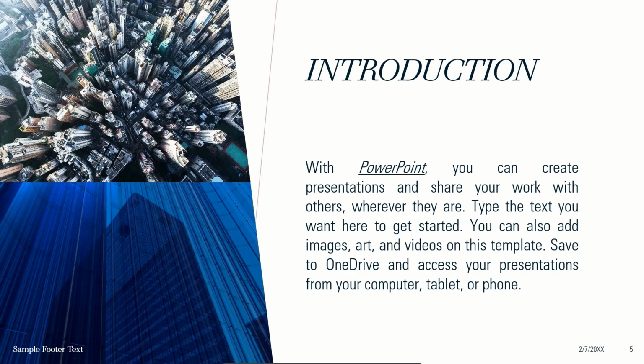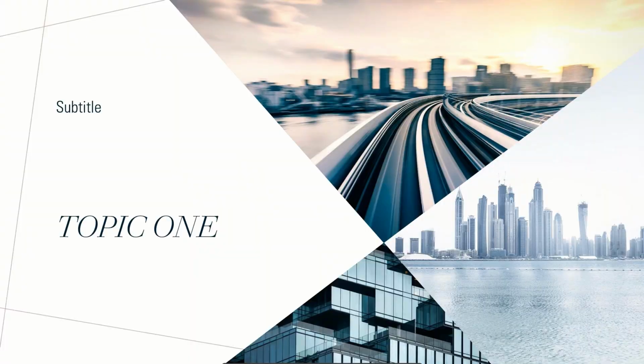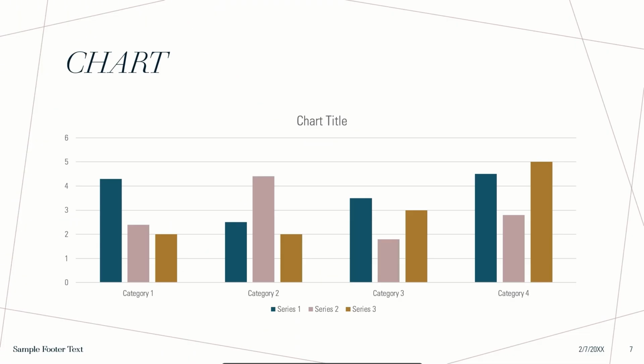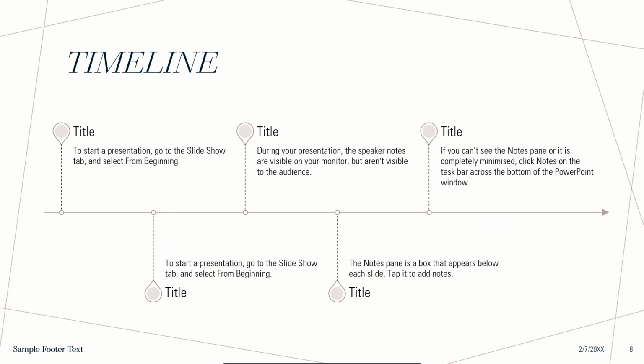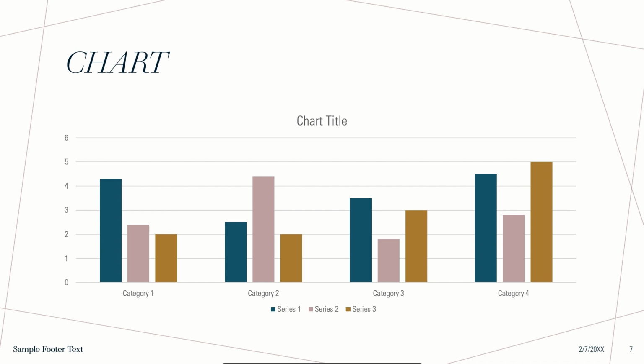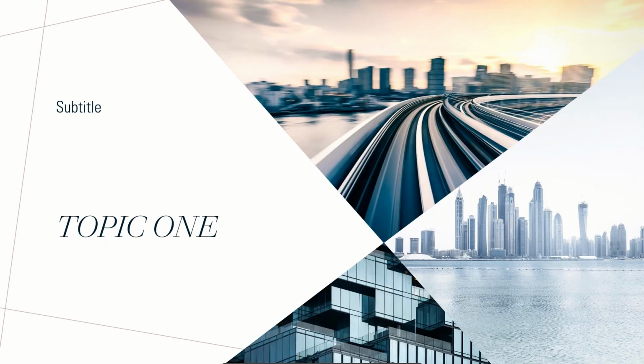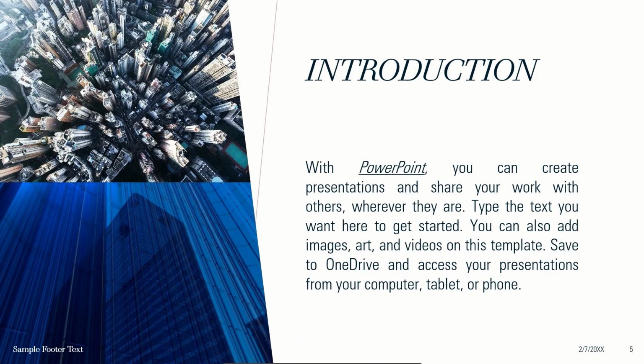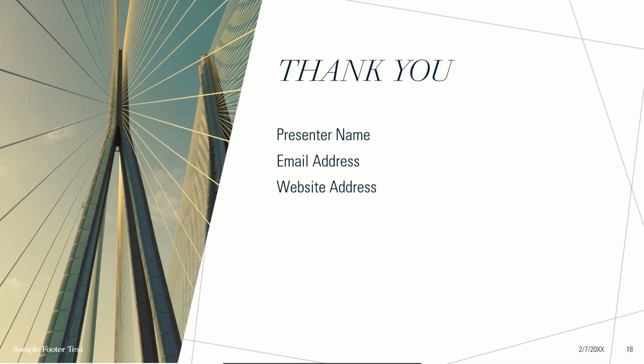If you want to move to the next slide, you can hit the right arrow key or the page down key on your keyboard. If you want to go to the previous slide, you can do the left arrow key or the page up key on your keyboard. If you want to move to the first slide in your presentation, hit the home key on your keyboard. If you wish to move to the last slide in your presentation, hit the end key on your keyboard.